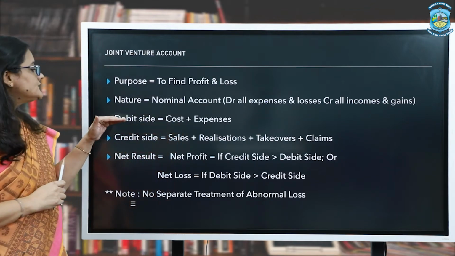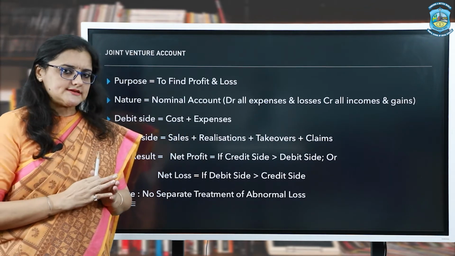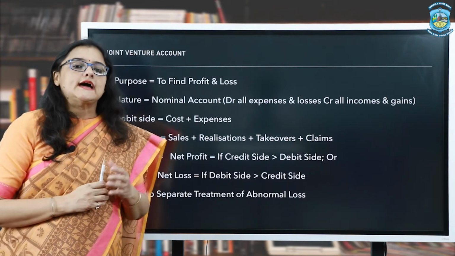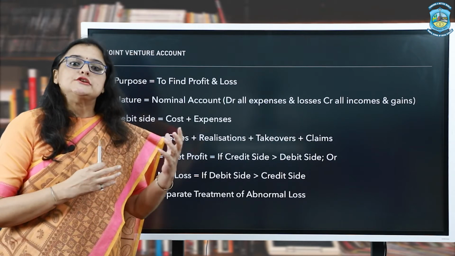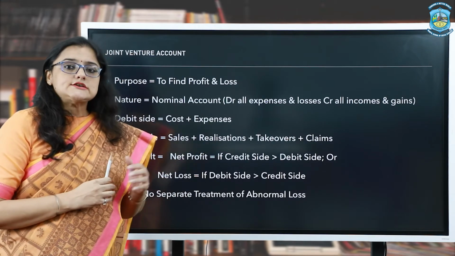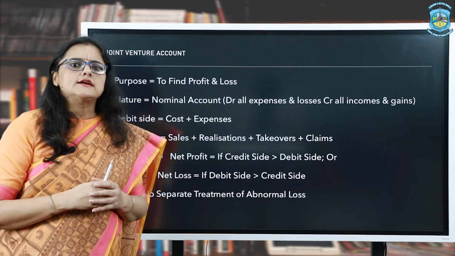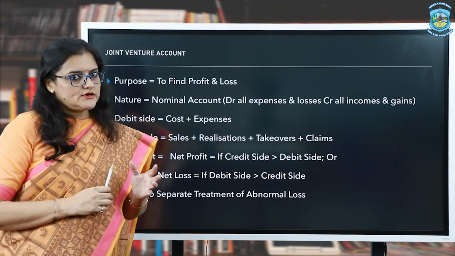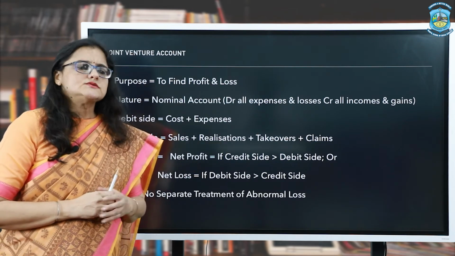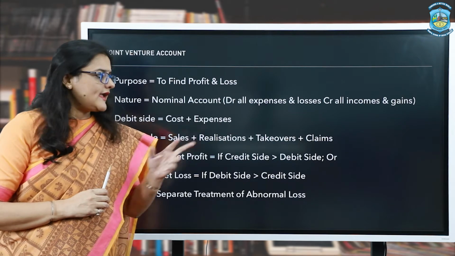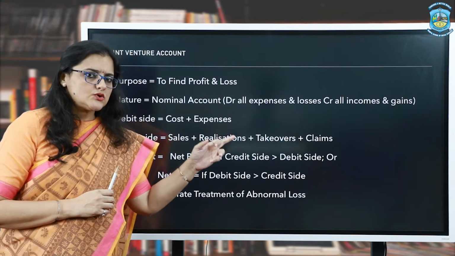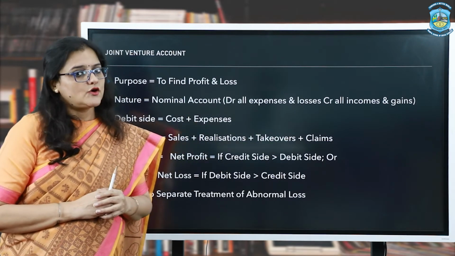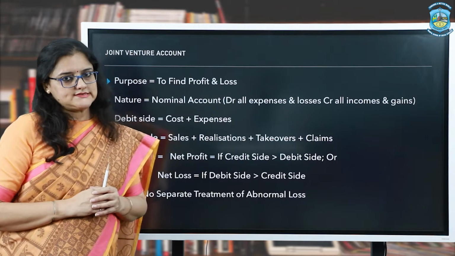Right? So the debit side of the account constitutes all the costs and expenses related to the joint venture. And the credit side includes all the income that is coming out from the sale or the completion of the contract, or realization, which means if you are selling the material at some cost, or you are selling the assets of the joint venture before dissolving it, or it also includes the takeovers by the co-venturers. If any goods are destroyed and they are sold, then the scrap value or the sales value of those damaged goods and claims related to that are also accounted for in the credit side of this account.